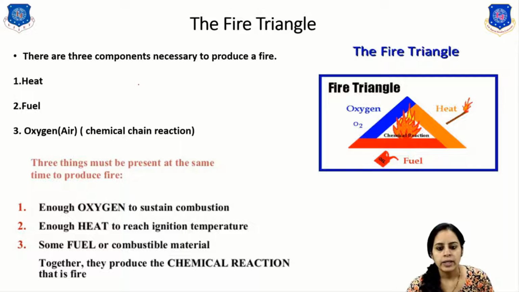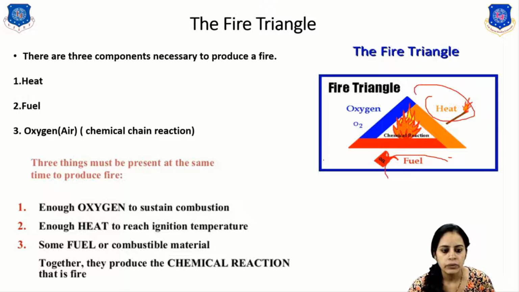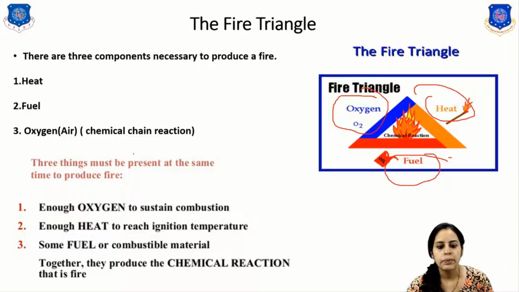So basically, there are three components necessary to produce a fire. Okay, which are the main components? The first one is heat, the second one is fuel, and the third component is oxygen. Then a chemical reaction takes place, right? So the three things must be present at the same time to produce a fire.